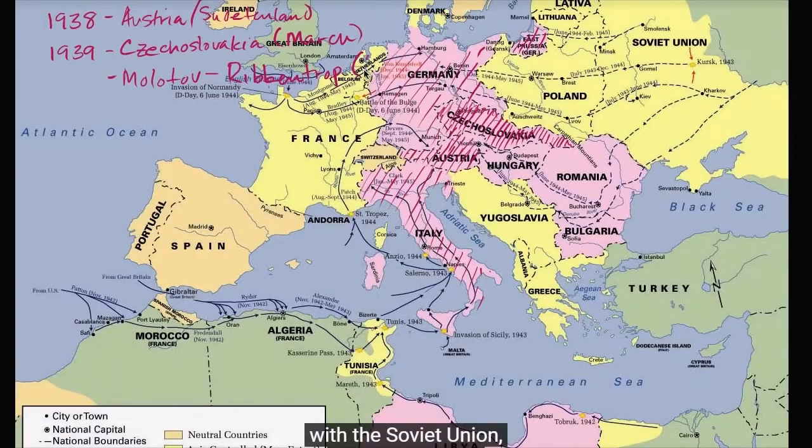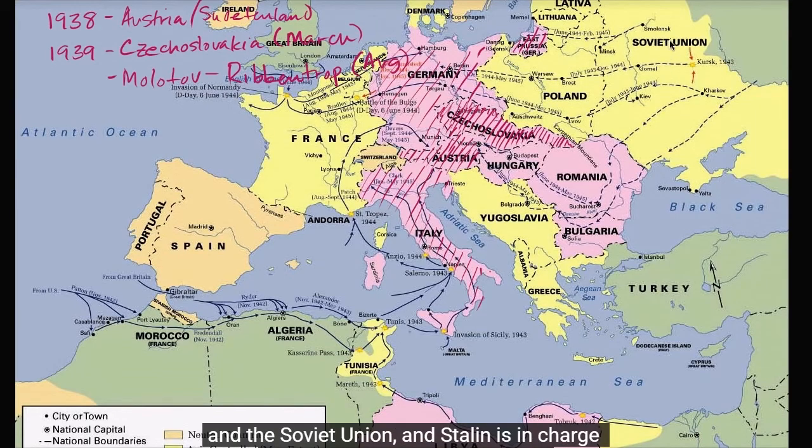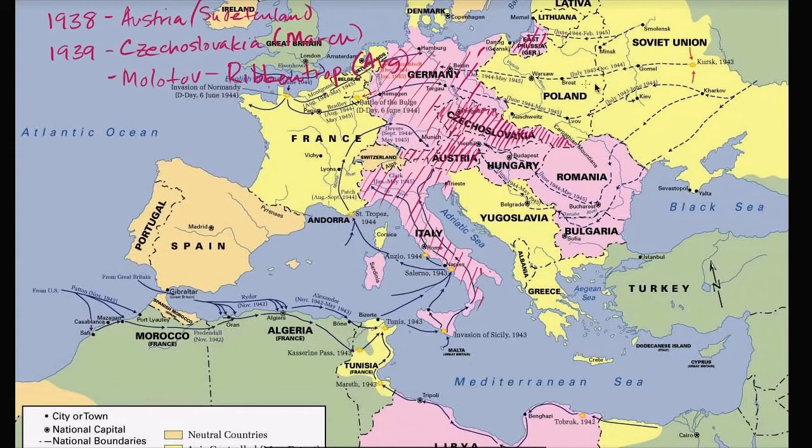This is in August, which is essentially mutual non-aggression. Hey, you do what you need to do. We know what we need to do. And they secretly started saying, okay, all of these countries out here, we're going to create these spheres of influence where Germany can take control of part of it, and the Soviet Union, and Stalin is in charge of the Soviet Union at this point, can take over other parts of it.